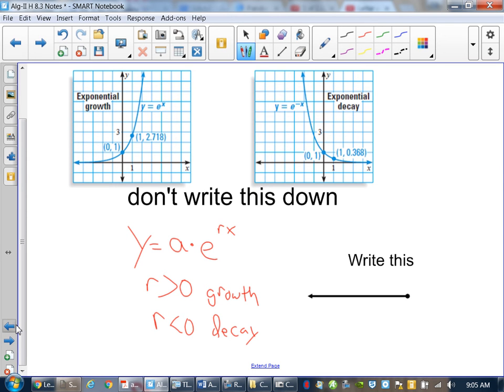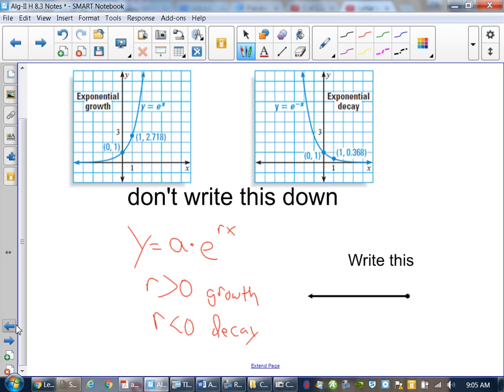If I use my b value here, and we know that e is 2 point something, that means it would always be growth. Well, you could have e with a decay style. That's why they deal with it in terms of the rate.